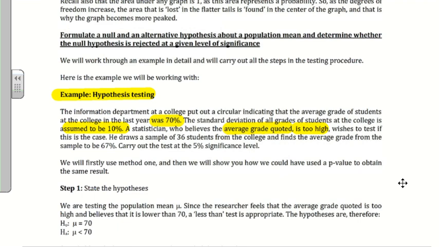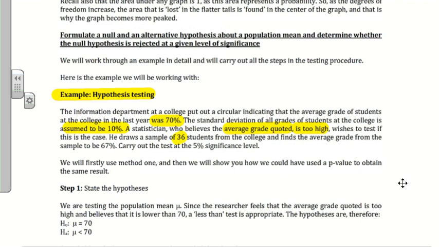I've met your students, and unfortunately, as much as you like your students, I like them too, but they are not 70% students. I'm sorry to tell you, so says the statistician. And he wants to test if this is correct. So what does he do? He runs himself a test.